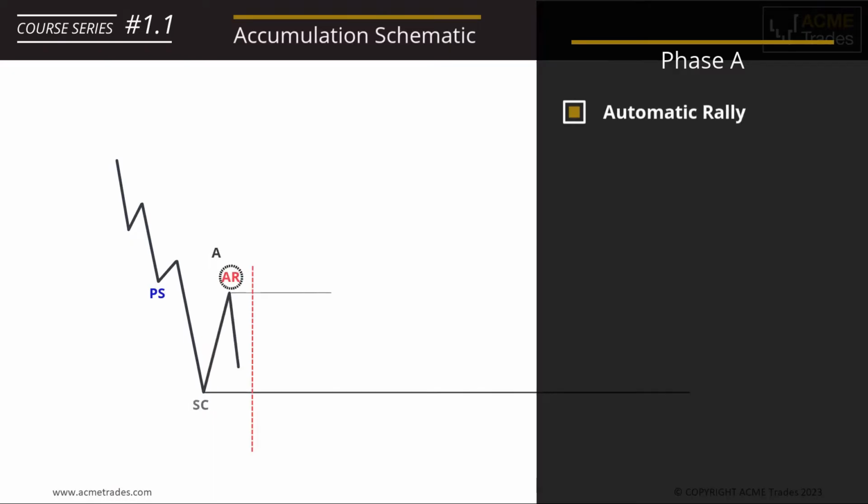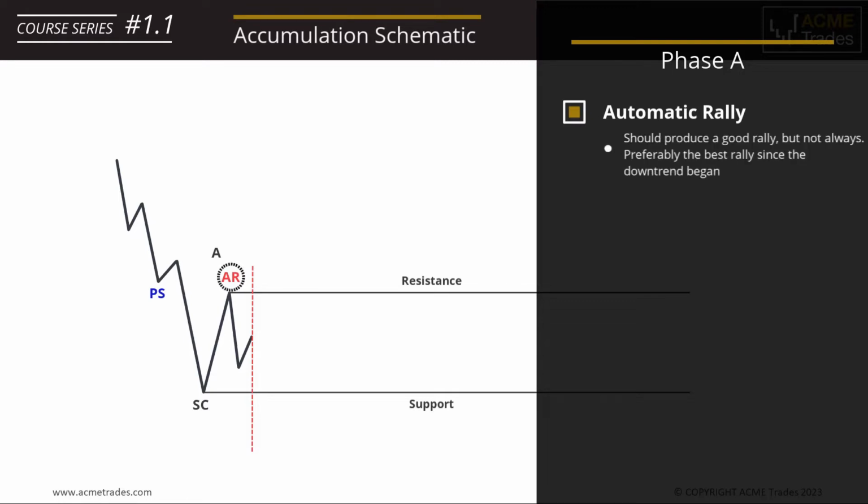And the automatic rally follows the selling climax. And this should, but not always, produce a good rally, preferably the best rally since the downtrend began. And this move within the market is often momentum from the initial buying from the selling climax, further buying and or short covering giving further fuel.